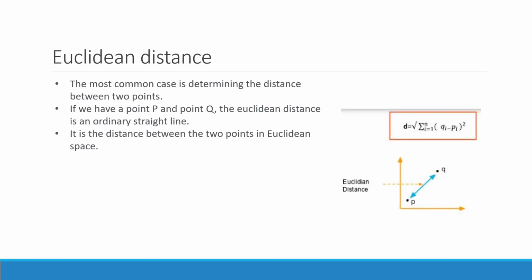So let's have a glance at Euclidean distance. It is nothing but the distance between 2 points in a Euclidean space. So this is basically the Euclidean distance.